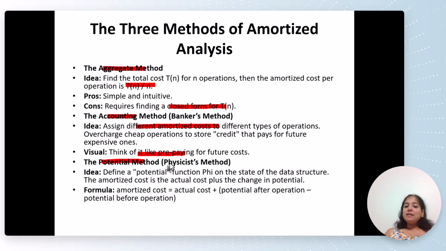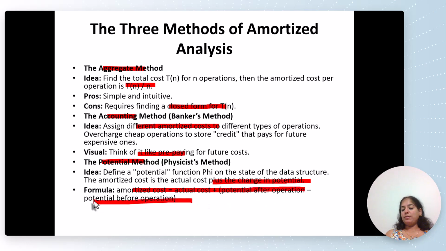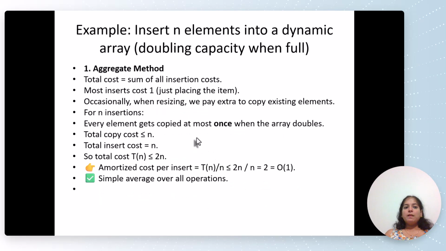And the potential method, the physicist's method, defines a potential function phi on the state of the data structure. The amortized cost is the actual cost plus the change in the potential, that is, the actual cost plus the potential after the operation minus the potential before the operation. For example, again let's see the same example: insert n elements into a dynamic array by doubling.